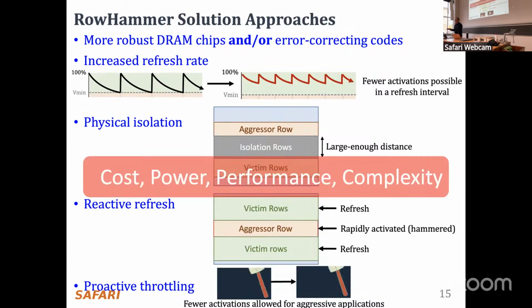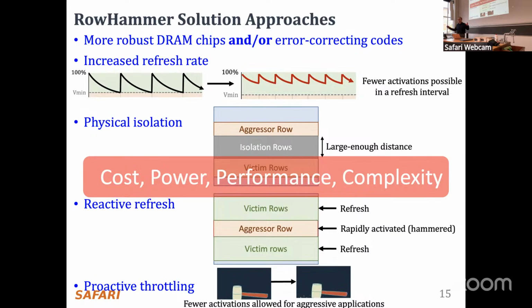Okay, in the end, solutions are always a trade-off between cost, power, performance, and complexity. So there are many dimensions over here. And also there's security over here. So does the solution allow some bit flips, for example? There could be solutions that don't allow any bit flips if they're correctly configured. But there could be more probabilistic solutions that allow some bit flips, but at a very low probability, right?